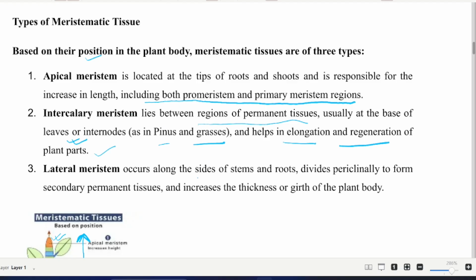Third is the lateral meristem, which occurs along the sides of the stem and roots that divides periclinically, that is perpendicular to the surface, and forms the secondary permanent tissue, and that helps in the increase in thickness or the width of the plant body.